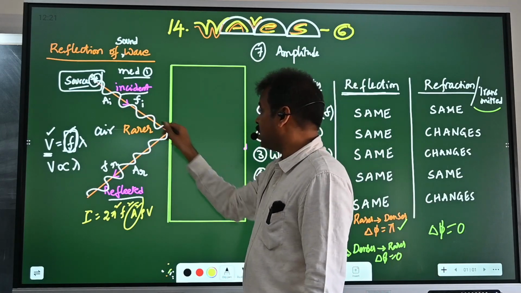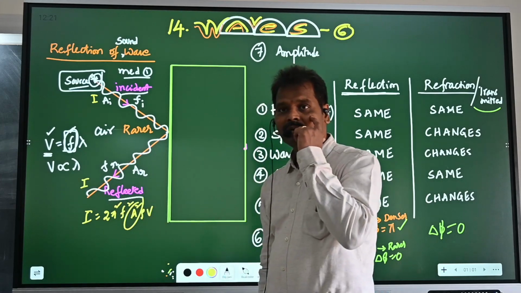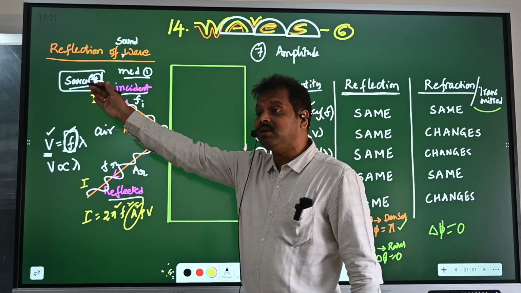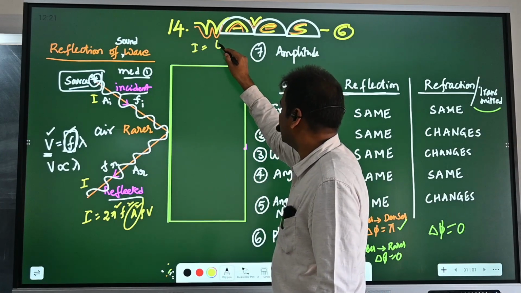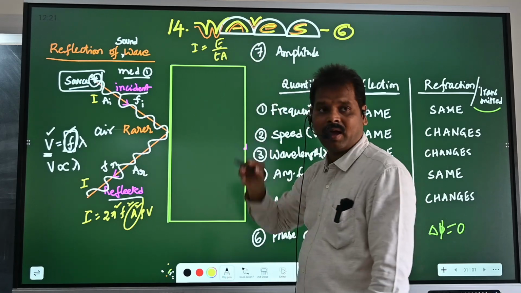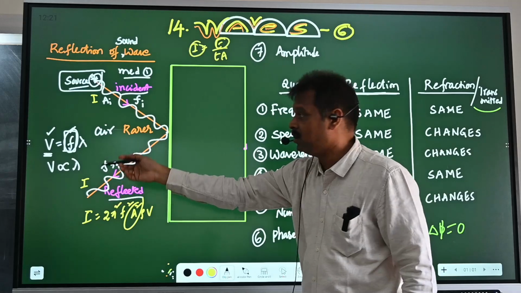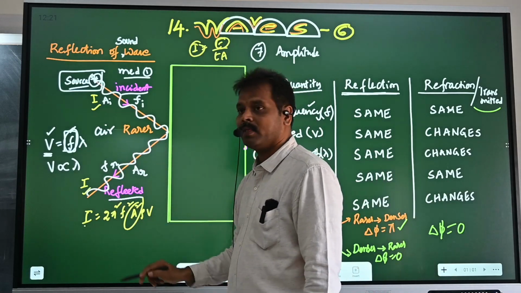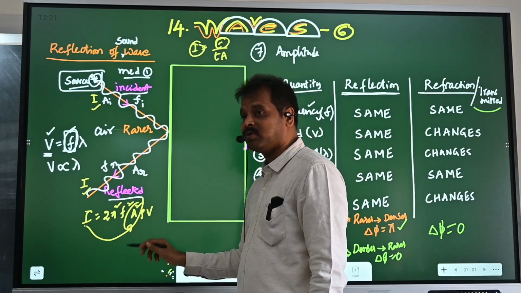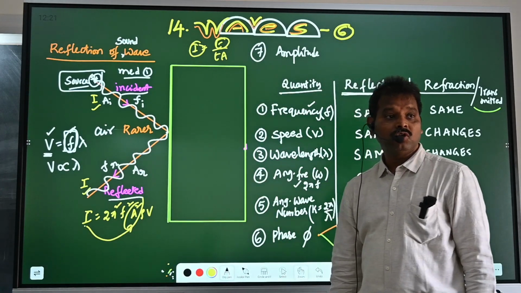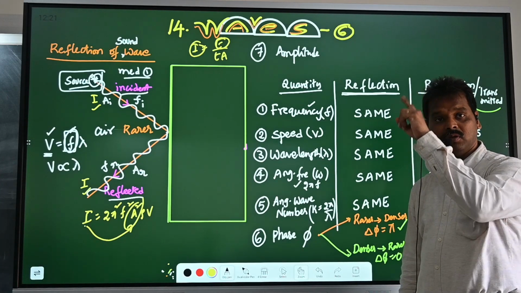Now here the total intensity is I. Why? The complete energy is coming back. Intensity is nothing but energy per unit area per unit time. So energy is not changing, intensity will not change. That's why this is I, this is I. Intensity not changing means the amplitude is not changing. So what is the amplitude of the reflected wave? Same as that of the incident wave.